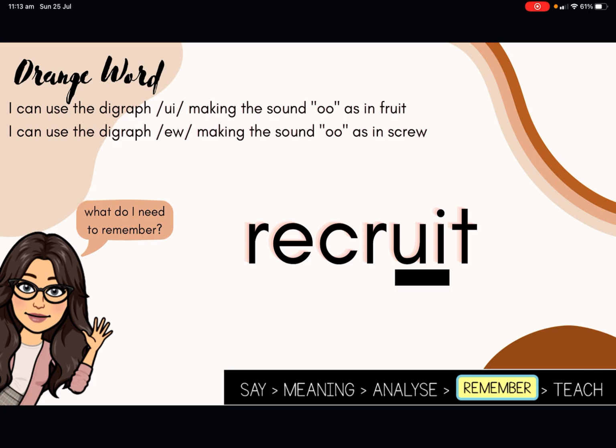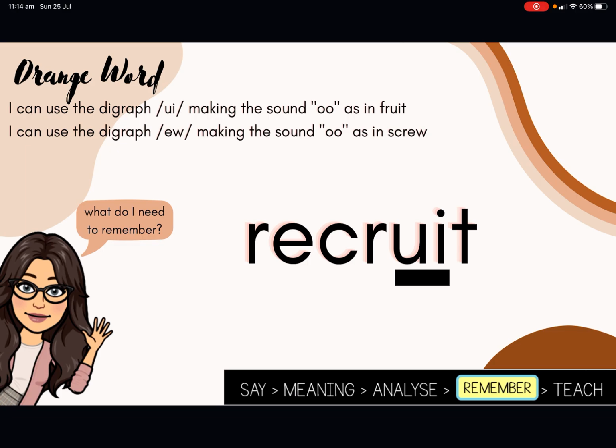What part of the word recruit do you think you need to remember? Now I've underlined the digraph UI, which we know makes the oo sound. However, there may be another part of this word that you need to remember, and that's okay. You may need to remember multiple different parts of this word. But if you can get in your memory and sound the word out correctly, in this word, each letter, except for the digraph UI, is making its own sound. So we've got the R sound, which is made with the letter R. The E sound is made with the letter E. The K sound is made with the letter C. The R sound is made with the letter R.